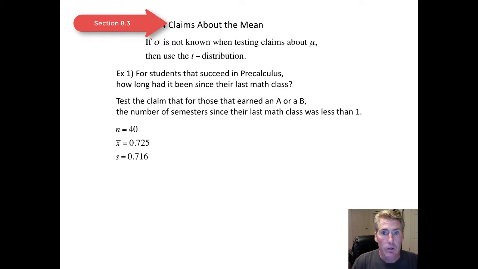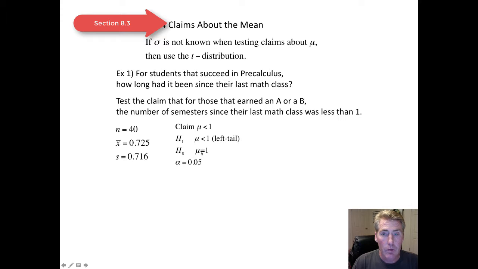So I interviewed the students. There were 40 of them that got either an A or a B. The average number of semesters break between math classes, you can see, is 0.72, and here's the standard deviation. So then the claim is that it's less than 1. H1 is going to stay the same, the alternate hypothesis. That implies it's a left-tailed test.